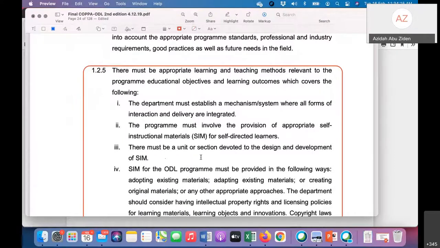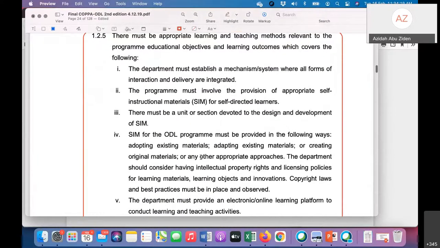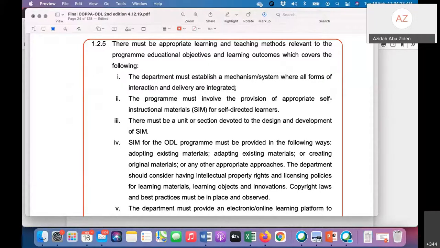Okay. This one 1.2.25. Nampak tak di situ? Okay. Satu, department must establish mechanism or system where all forms of interaction and delivery of integrated. Bukan sahaja, okay, it is not only your online learning platform, however, a system whereby your student will be able to assess their marks, student will be able to see their progress and so on. So integrated mechanism or system. All right, so I think there will be no problem as well because I think most of us have this integrated system for our institution.